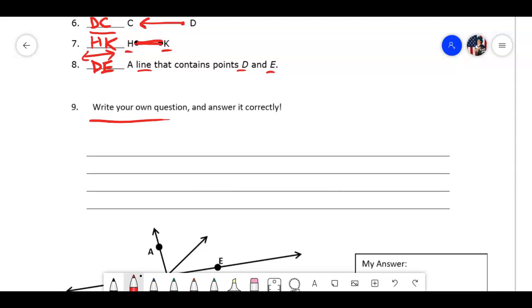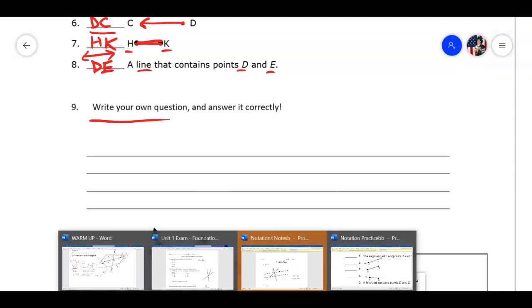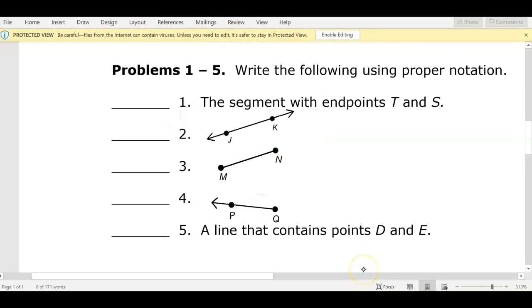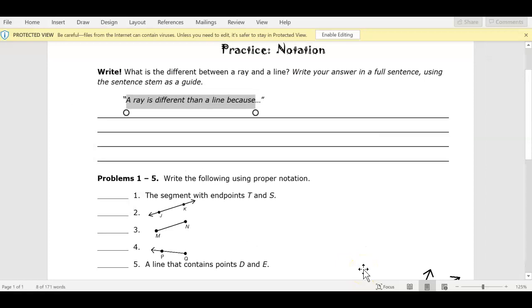Use your notes to help you. I will keep your notes. Every time we do notes, you keep your notes. Every time we have an assignment, turn that in when you're done. But real quick, on number 1, you're writing a sentence. Does everyone see at the front? It starts the sentence for you. Okay, you got to write it out. Tell me how a ray is different than a line. You got to write the whole sentence.